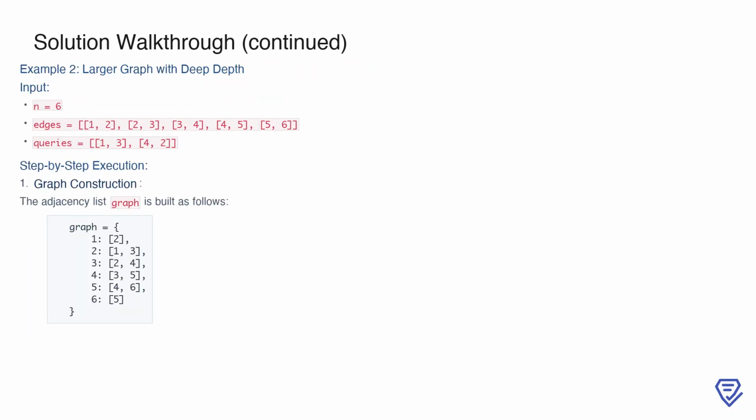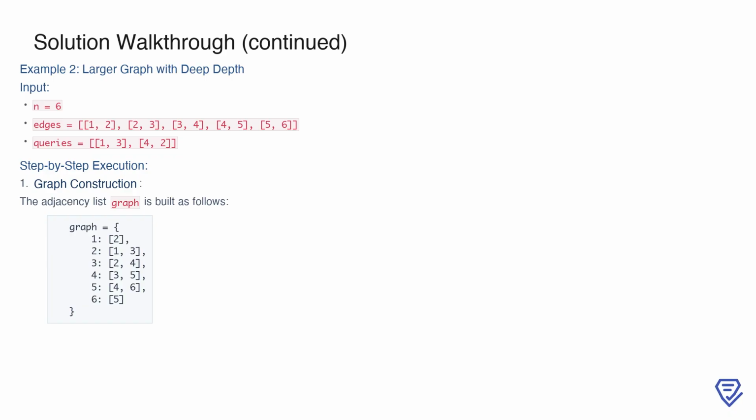Now, let's move on to a larger graph example where the depth of traversal is more significant. This graph consists of 6 nodes connected in a linear sequence. Once again, we represent the graph as an adjacency list, where each key is a node, and its value lists its neighbors. For instance, node 1 connects to node 2, node 2 connects to nodes 1 and 3, and so forth until node 6. The first query asks us to find all nodes reachable from node 1 within a maximum depth of 3.